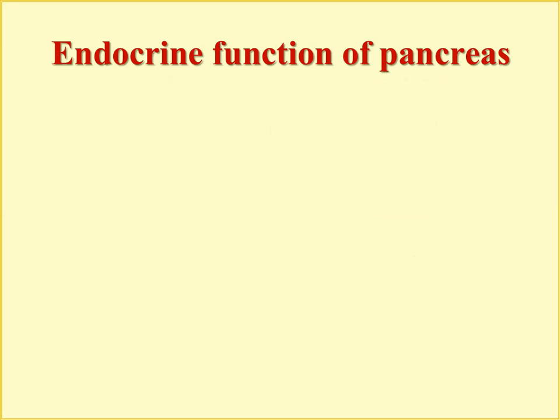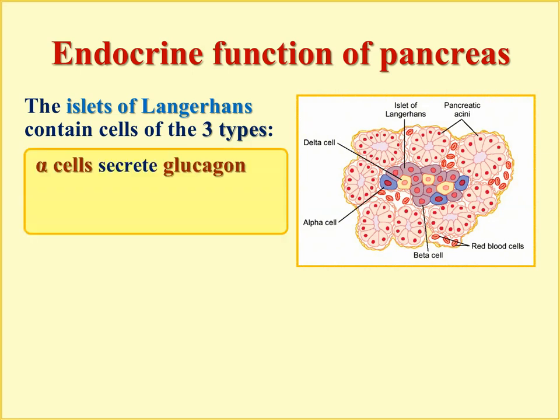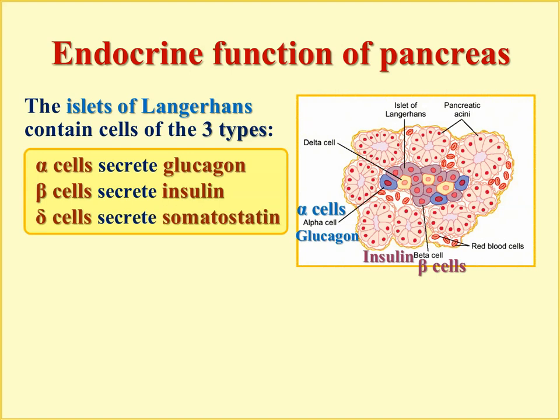The pancreas is a large exocrine gland that produces pancreatic juice, which contains various digestive enzymes. But among regular secretory cells, there are inclusions of endocrine tissue, the islets of Langerhans. These pieces of endocrine tissue contain three types of cells. Alpha cells secrete glucagon. Beta cells secrete insulin. And delta cells secrete somatostatin.